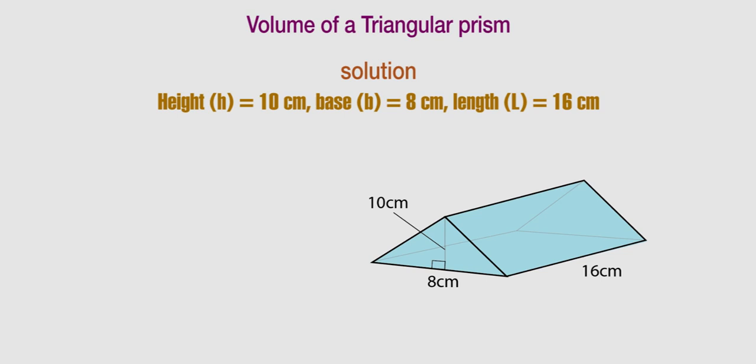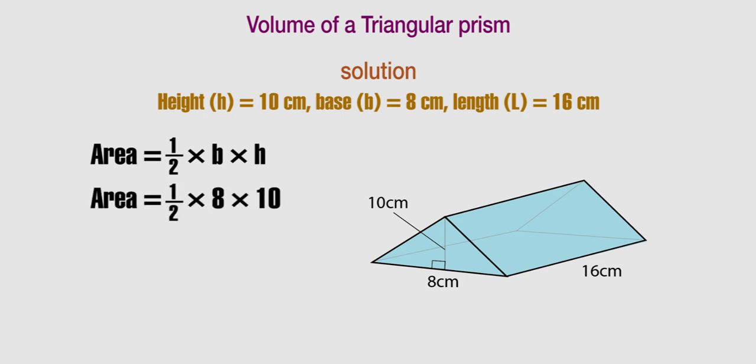From the question, we must find the area of the triangle. We have been given the height to be 10 centimeters, the base is 8 centimeters, and the length is 16 centimeters. Therefore, the area of the triangle is half multiplied by the base multiplied by the height. If we do the appropriate substitutions, then we are going to obtain A equals half times 8 multiplied by 10. And that means our area is equal to 40 centimeters squared. Squared because it is an area.